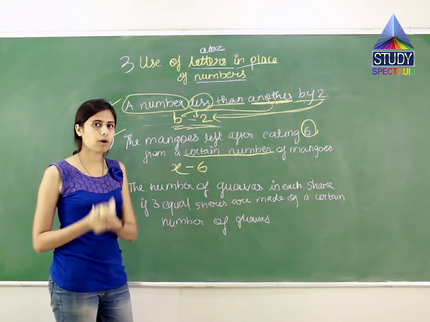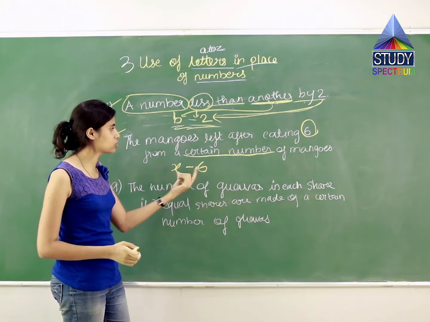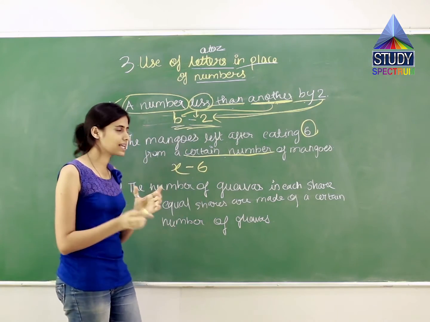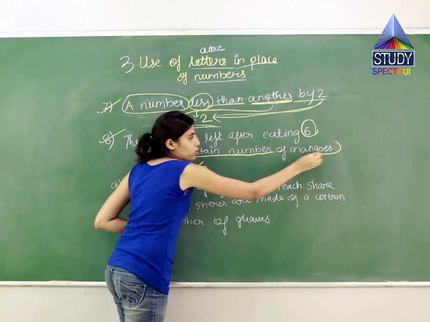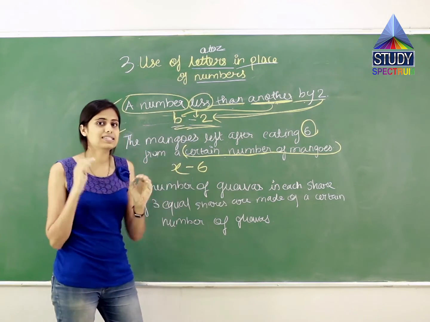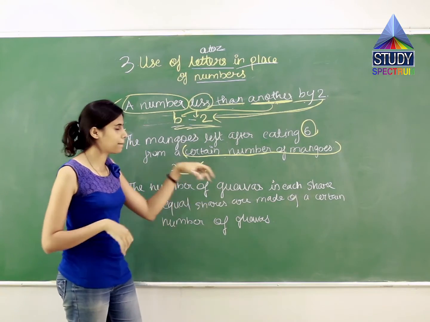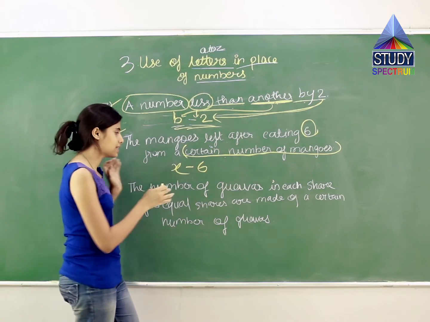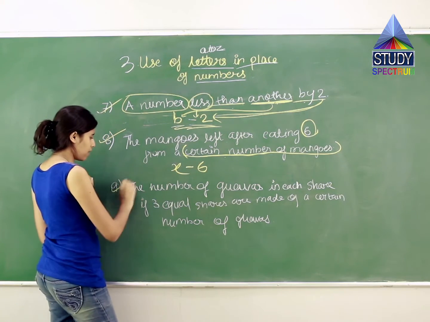Okay, I brought from the market x number of mangoes because they are not telling you how many mangoes I brought. What they are saying is a certain number of mangoes. So that certain number of mangoes is replaced by x, and the 6 that I ate is shown by -6. So what is the number of mangoes left? It is x - 6. Now another question.